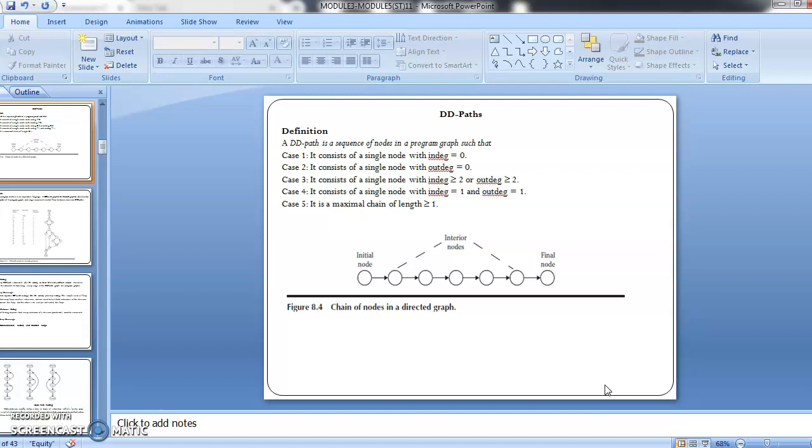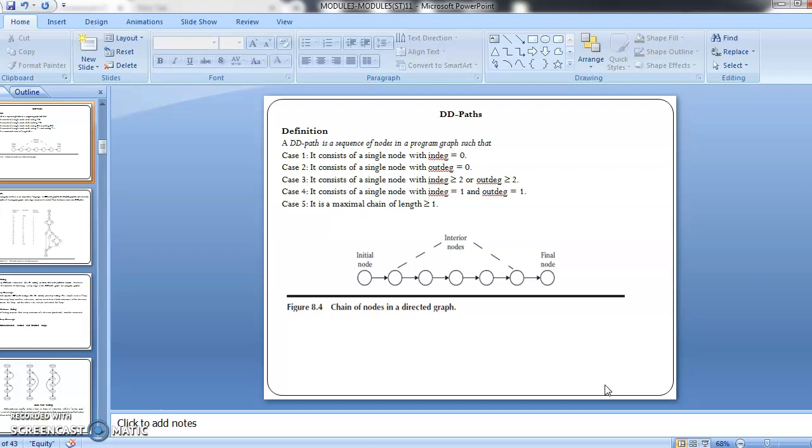Fourth case, it consists of a single node with in degree equal to 1 and out degree equal to 1. It is a maximal chain of length greater than or equal to 1. Chain means the connectivity from the first node till the last node. It will be greater than or equal to 1. So to explain all the cases, in degree 0 and out degree 0.